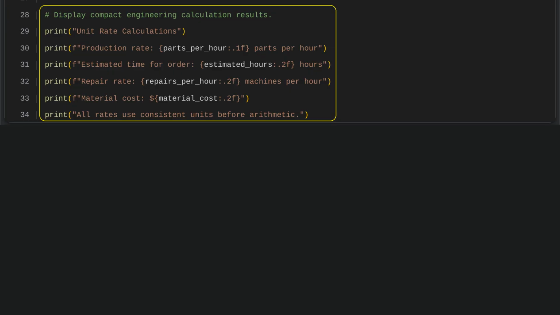The output presents key unit rate results in a clear format. It shows the production rate in parts per hour, the estimated time for a new order, the repair rate in machines per hour, and the total material cost as currency. Each value is formatted for readability, and the results rely on consistent units to keep the calculations accurate.